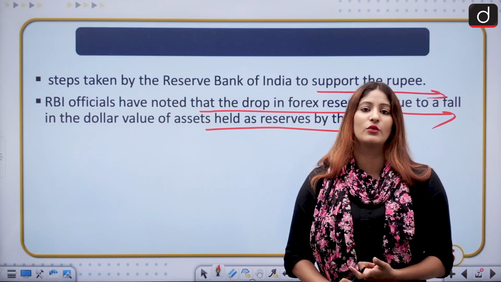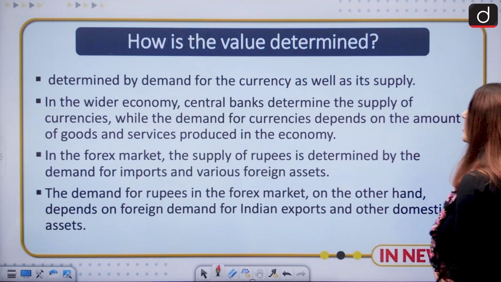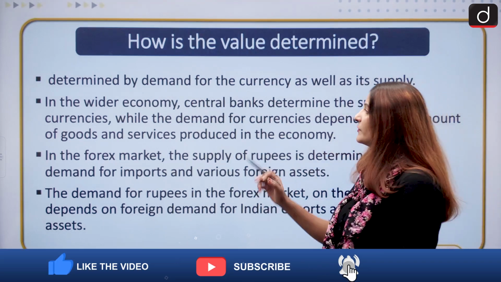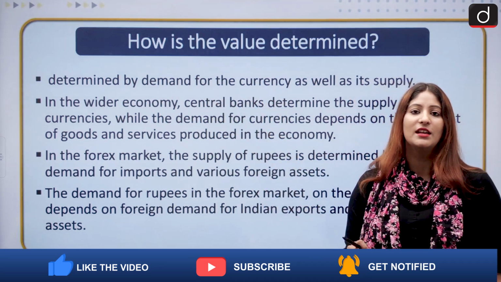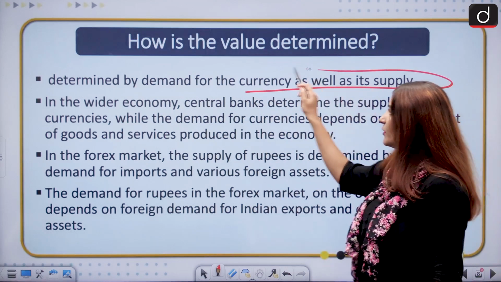Whenever you go to give the mains, search for what the forex value is. Okay, moving on. What is the value? How is the value of the rupee determined? In any economy, it is determined by the demand as well as the supply of the currency.